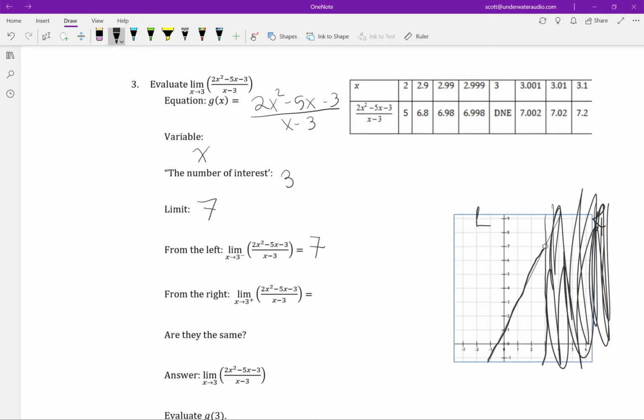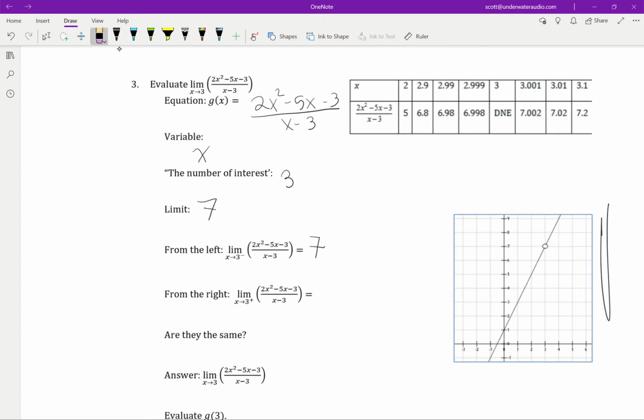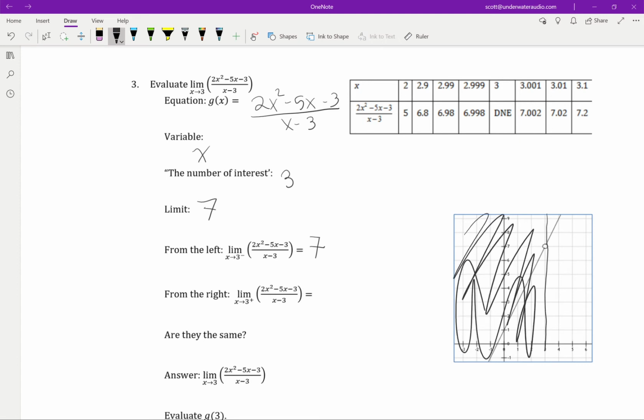Then I want to do the same question from the right, as x goes to 3 from the right. Same thing, but from the right. So I'll erase what's here and draw this little line at 3. Now I'm ignoring everything on the left. I think about what height this line is going towards as I get closer to 3, and that is still 7. So are they the same? Yes, which means the limit does exist, and the answer is 7.